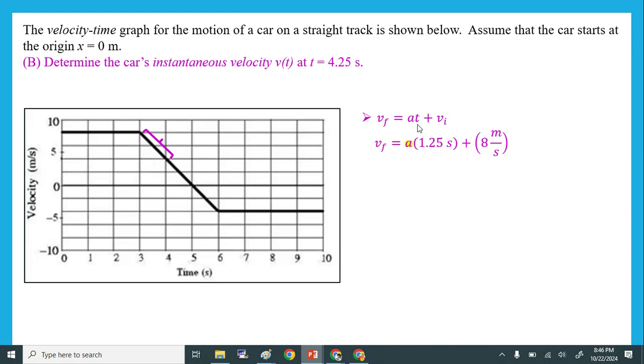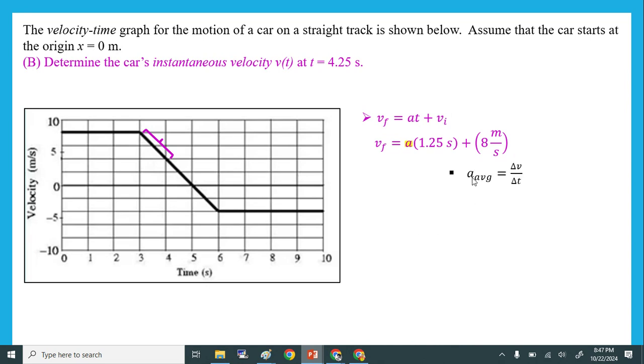So therefore the time here is just 1.25 because I'm starting at 3, and the question wants me to find the final velocity at 4.25 seconds, which is a difference of 1.25. But if I start at 3 seconds, my initial velocity is 8 meters per second, which puts me right at the beginning of this little purple bracket. Okay, I don't know what a is, but I can find it really quick.